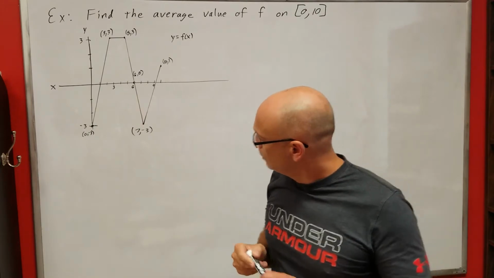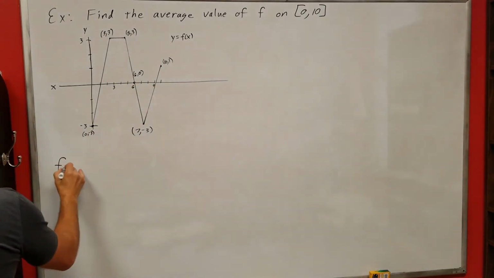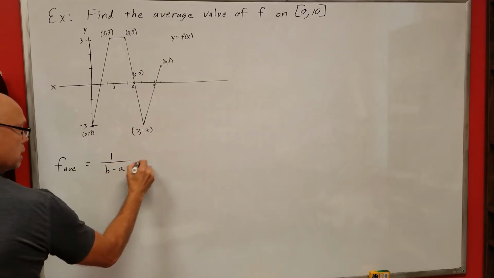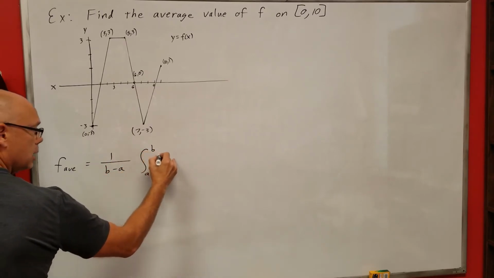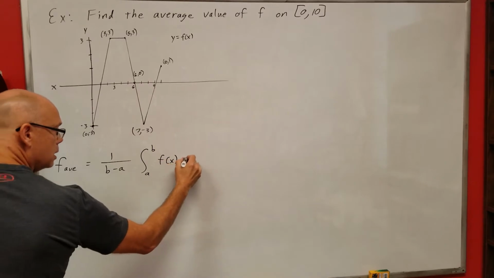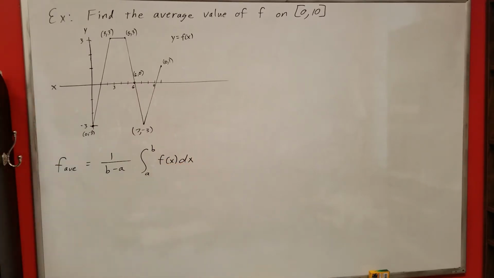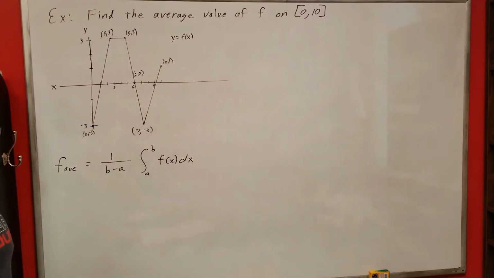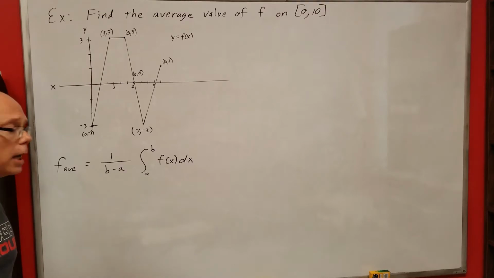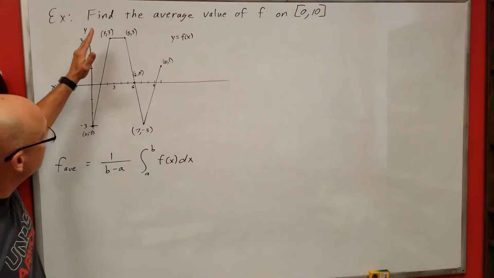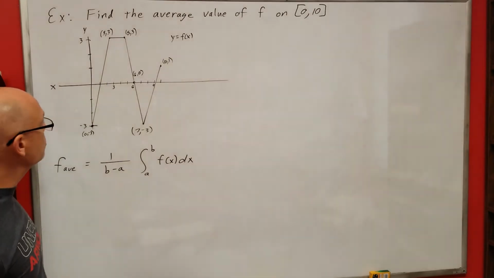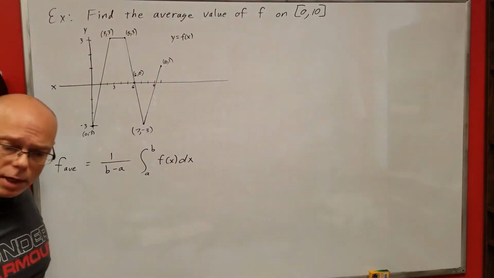Well, I know that the average value, f_avg, is equal to 1 over b minus a times the integral from a to b of f of x dx. I learned that in the last video. Problem is, I don't have the function f of x. I have a drawing of it, right? So I need to come up with the function f of x. Now it's going to be very difficult to come up with a function if it's not piecewise. So let's come up with a piecewise defined function.